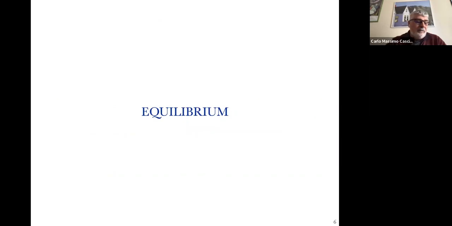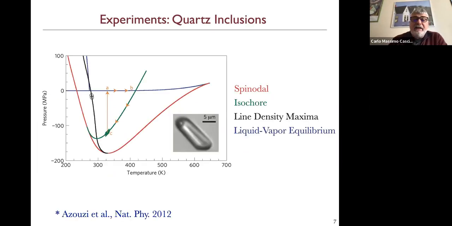Okay, let me start from considering a system in equilibrium. Now, by equilibrium, I mean that the thermodynamic control parameters of the system, say the volume, the temperature, the chemical potential, or the mass of the system, are kept constant during the nucleation phase.